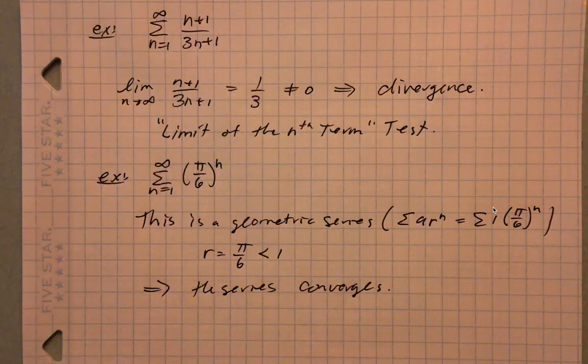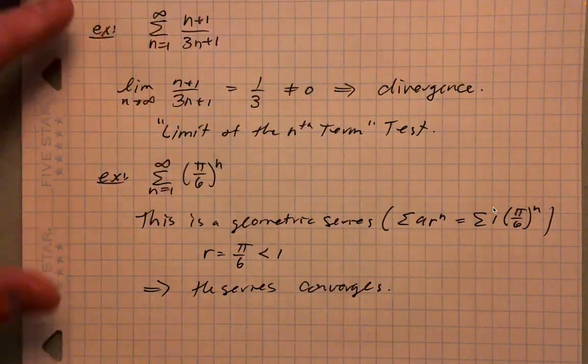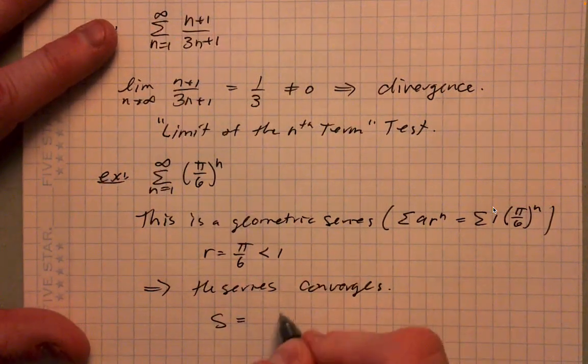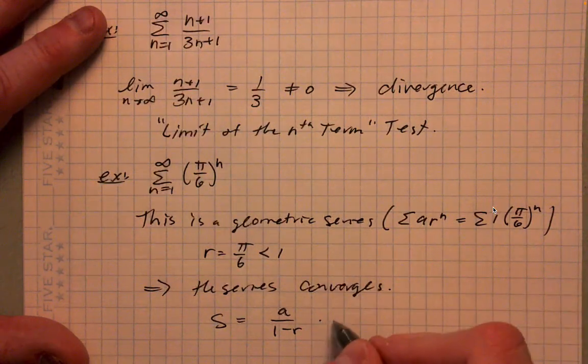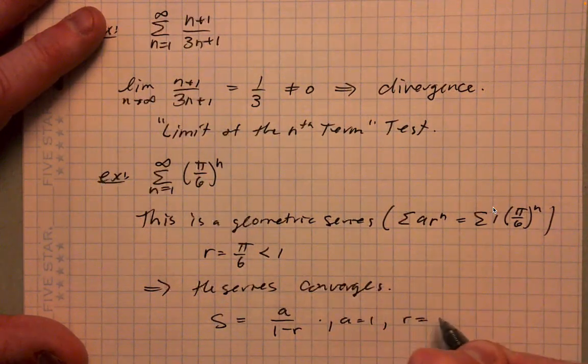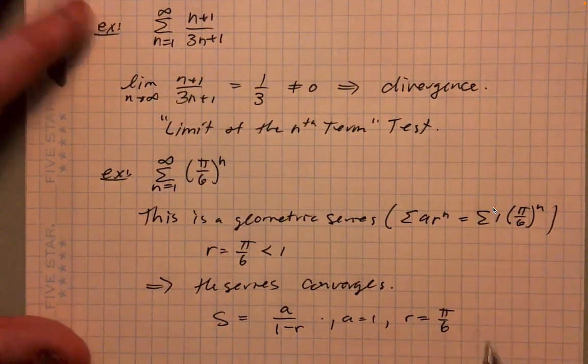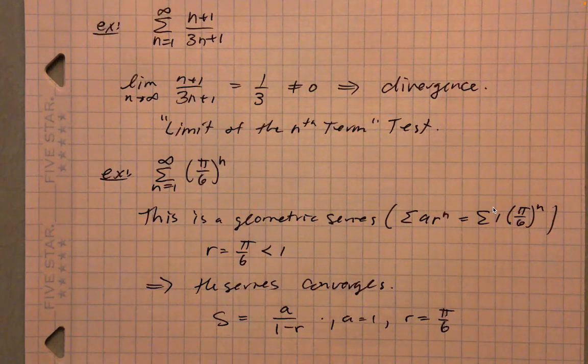And in fact, for a geometric series, we can find the sum pretty quickly as well. In this case, the sum would be equal to a over 1 minus r. So a equals 1, r equals pi over 6. You can plug that in and find the actual sum of the series. All right.